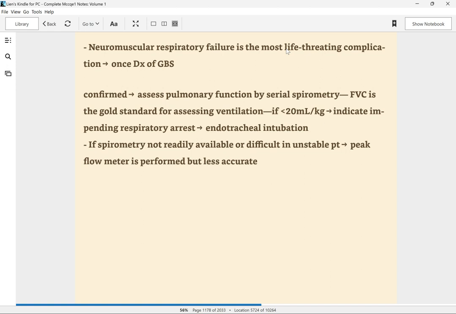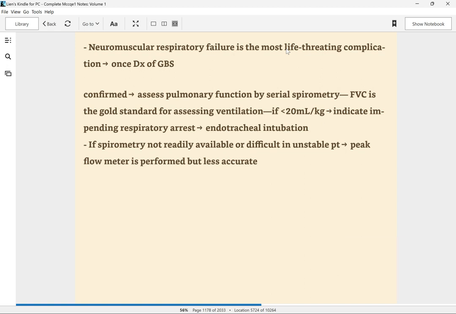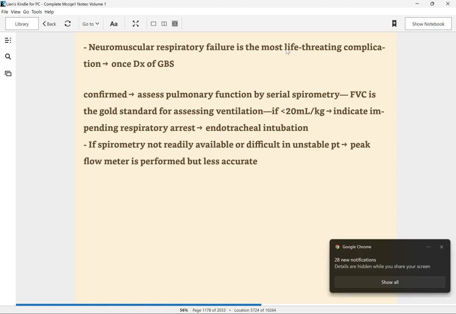Once the diagnosis of GBS is confirmed, assess pulmonary function by serial spirometry. FVC is the gold standard for assessing ventilation. If less than 20 ml/kg, this indicates impending respiratory arrest, so perform endotracheal intubation. If spirometry is not readily available or is difficult in an unstable patient, a peak flow meter is performed but is less accurate.